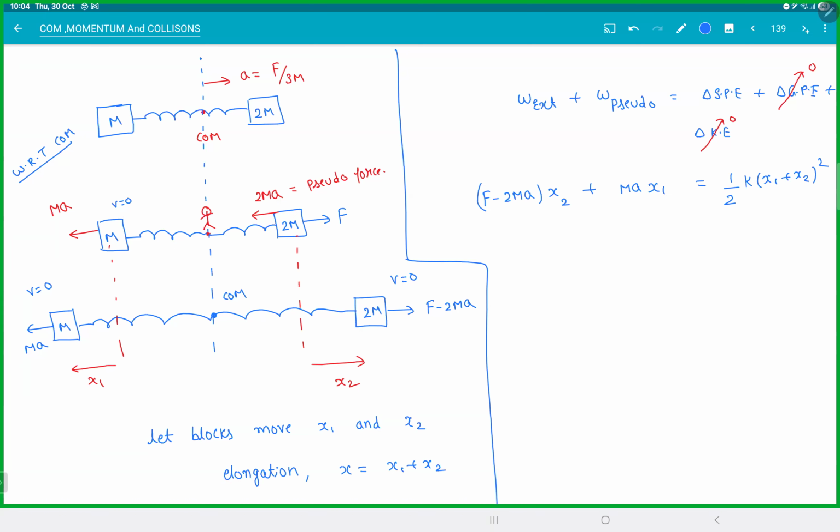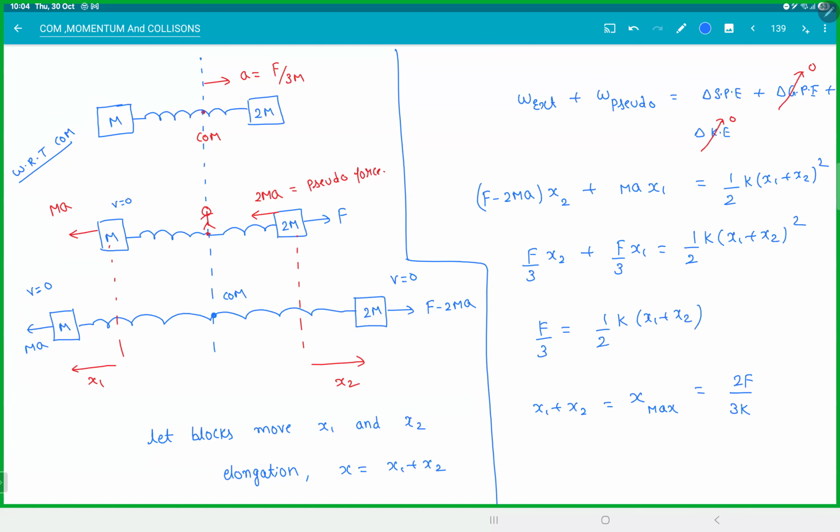Take the value of a and substitute here. How much is that? Ma is F by 3. This will become F by 3 x2. This will become F by 3 x1. So you will notice one thing here. Doesn't matter what values you take, you will always get that one (x1 plus x2) term will cancel off. You end up with F by 3 is equal to half k (x1 plus x2) whole square. So x1 plus x2, that's your max elongation, 2F by 3k. Check.